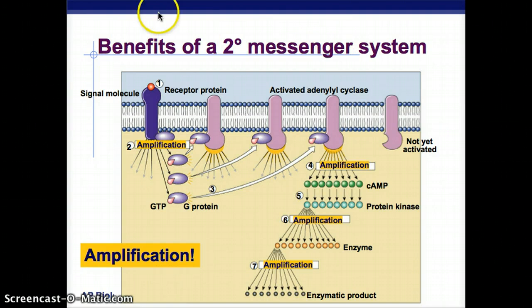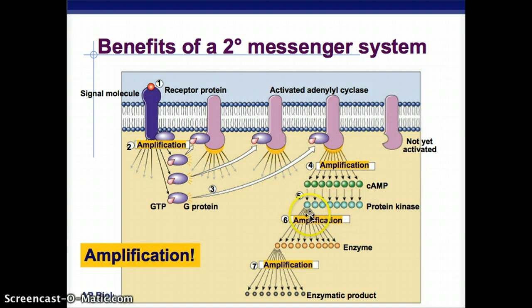So this second messenger system, the benefit of it is that you get amplification. Here, one little hormone comes, binds to a receptor protein, gives off all these G proteins. Then these G proteins come and bind with these receptor proteins on the inside of the cell membrane. Once they're bound, they give off cAMP, so they give off all this cAMP. And then each cAMP gives off a protein kinase.